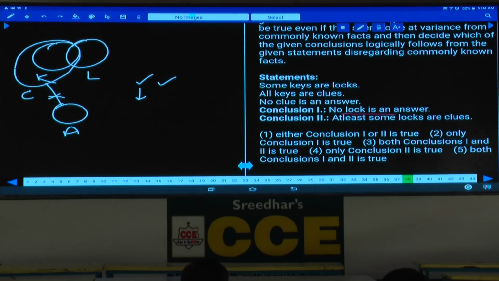What is the complementary pair to this? No lock is an answer, some locks are answer. Answer cannot be intersected with clue. Now tell me whether this answer can be intersected with lock or not. If I draw my answer like this, then what happens here?